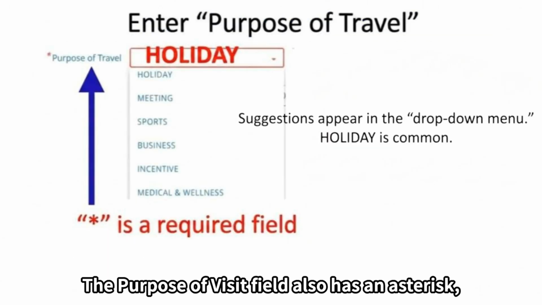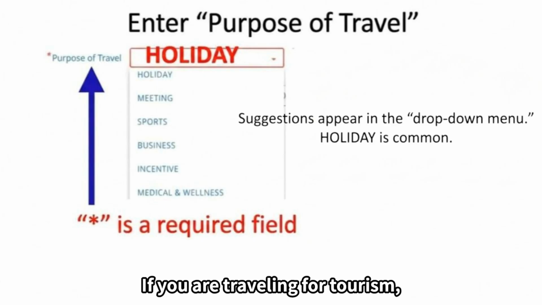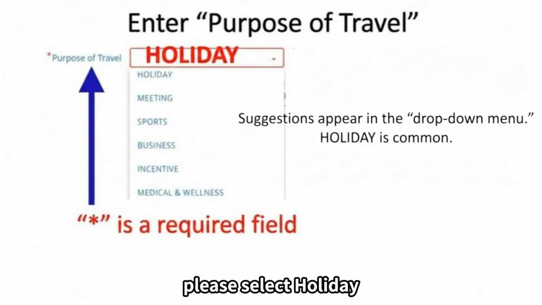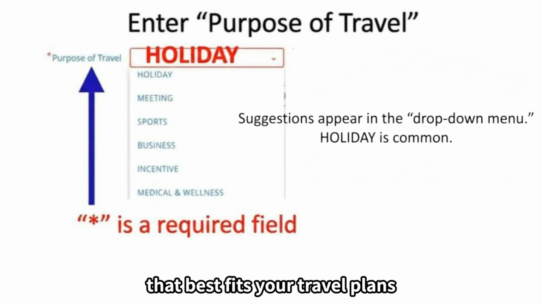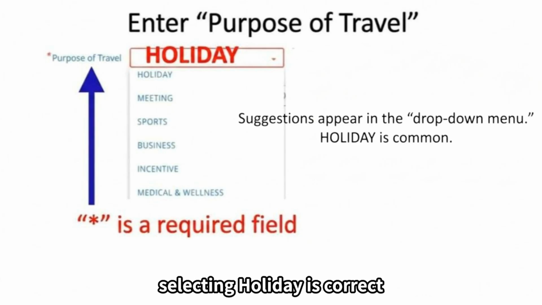The purpose of visit field also has an asterisk, so it must be filled out. If you are traveling for tourism, please select Holiday. Open the drop-down menu and choose the option that best fits your travel plans. For most travelers, selecting Holiday is correct.